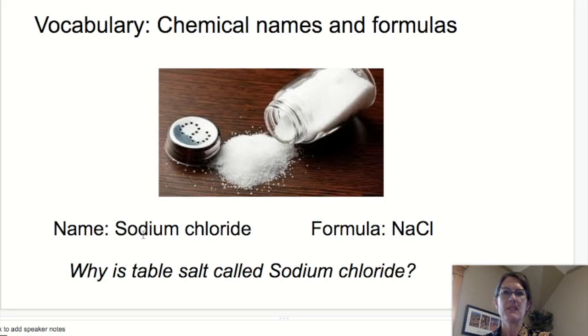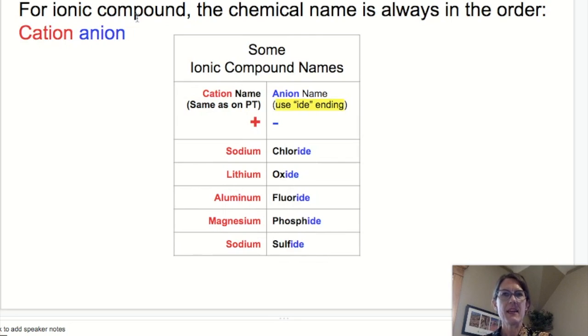So table salt is called sodium chloride, and the formula is capital Na, capital Cl. Why is it called sodium chloride? For ionic compounds, the chemical name is always in the order cation, anion. And the cation does not change from the periodic table, but the anion does. So when you have sodium as the cation and chlorine as the anion, the name of the compound is sodium chloride.